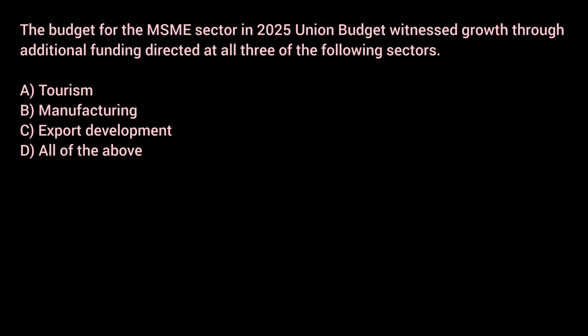The budget for the MSME sector in the 2025 Union Budget witnessed growth through additional funding directed at all 3 of the following sectors. Option A, tourism. Option B, manufacturing. Option C, export development. Option D, all of the above. Here, the correct option is option D, that is all of the above.